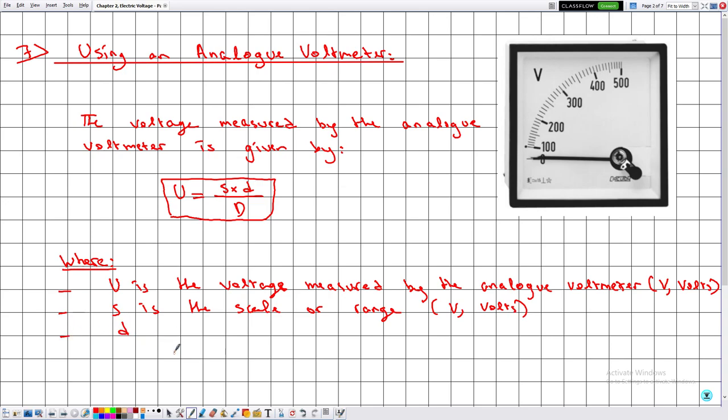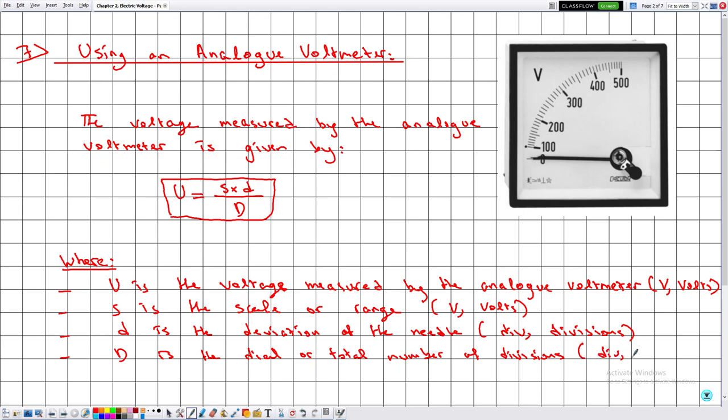Now d, small d, represents the deviation of the needle. And the assignment of the deviation is given by divisions, and its symbol is given by div. Now capital D is the DL, or total number of divisions, and it's expressed in div, which stands for divisions.